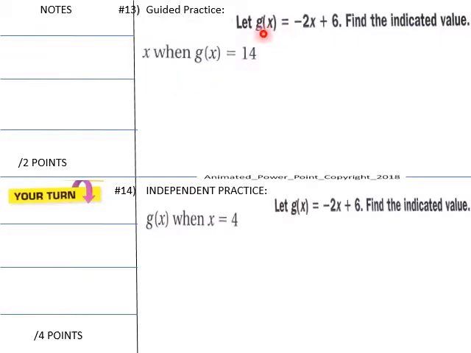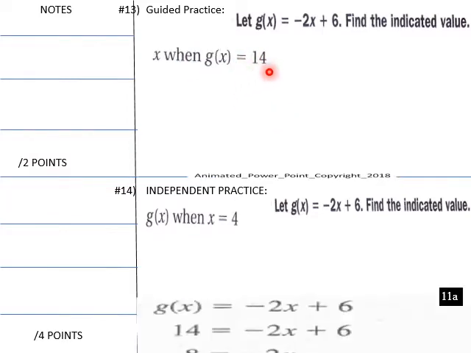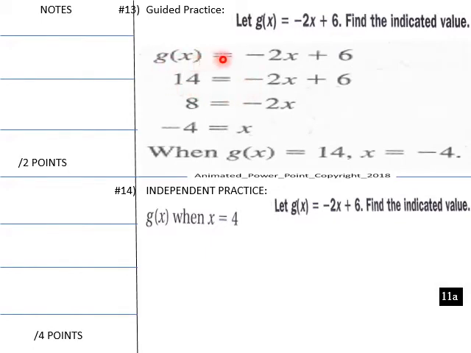So we substitute negative 3 for x. And so let's go into our guided practice in here. Let g of x equal negative 2x plus 6. Find the indicated value. So find x when g of x equals 14. So to do this, we need g of x equals negative 2x plus 6. And now we're going to say g of x equals 14. So 14 equals negative 2x plus 6.